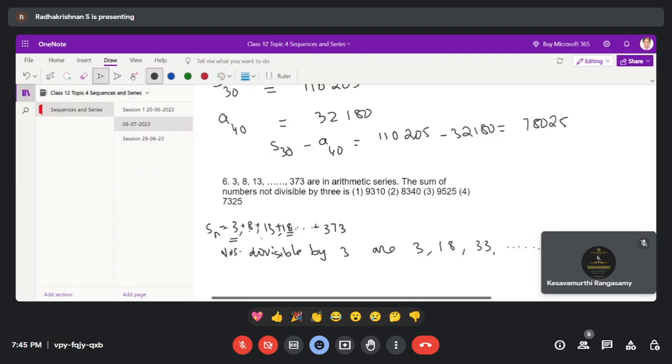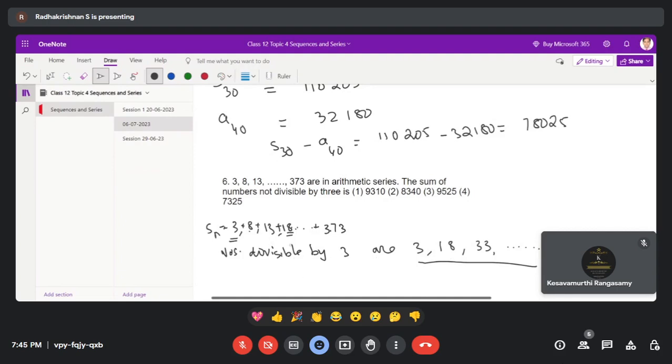How many terms? Do a little bit of thinking and tell me how many terms will be there in this? Okay. Then it is very easy. 2 arithmetic series, summation, and you have to subtract the second from the first because we exclude the numbers divisible by 3. Because they are asking for the sum of numbers not divisible by 3. So you take the total sum and subtract the numbers divisible by 3.